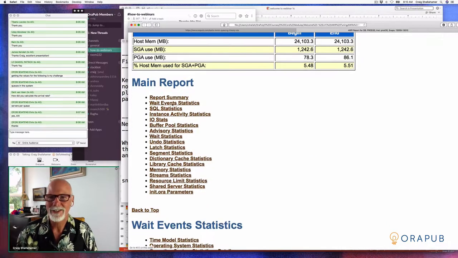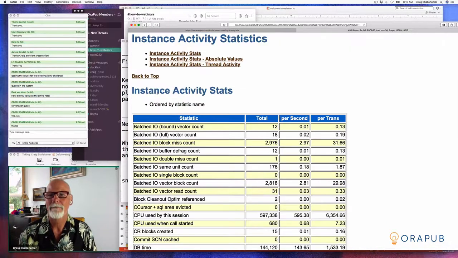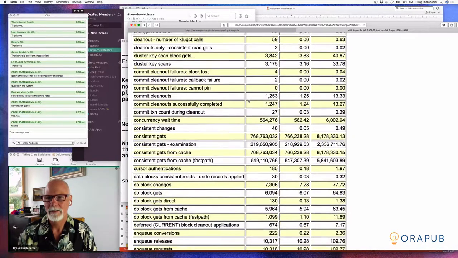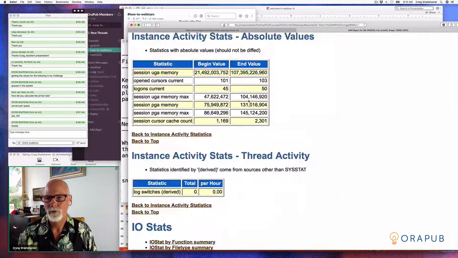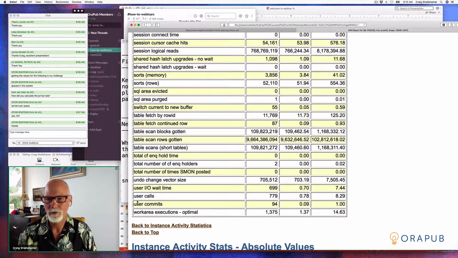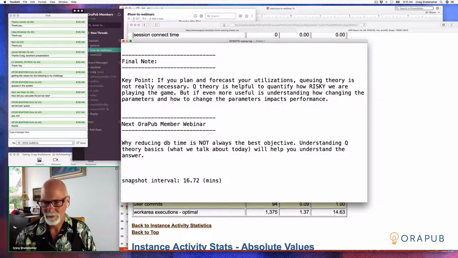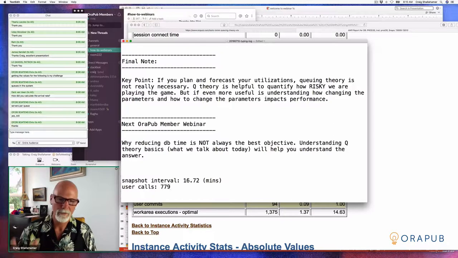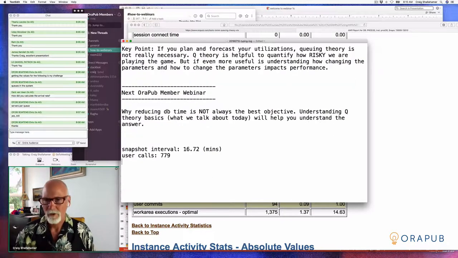I go down to the instance statistics to get the raw values. And user calls right here. There were 779 of these, and that's really small. 779 user calls over the snapshot interval.